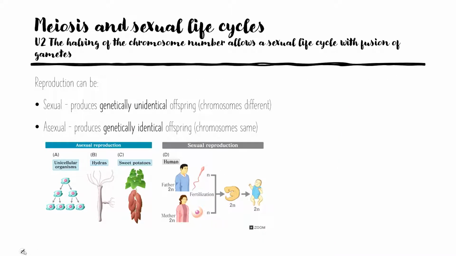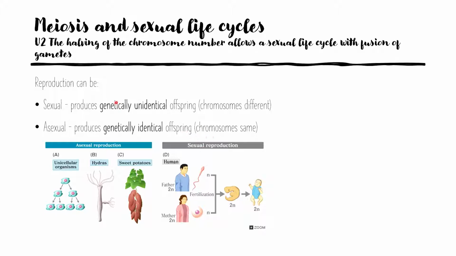Understanding 2, meiosis and sexual life cycles. So reproduction can either be sexual or asexual. Let's talk about sexual reproduction. This type of reproduction produces genetically unidentical offspring. So this means the chromosomes are going to be different. Asexual reproduction, we get genetically identical offspring. So the chromosomes are going to be the same.